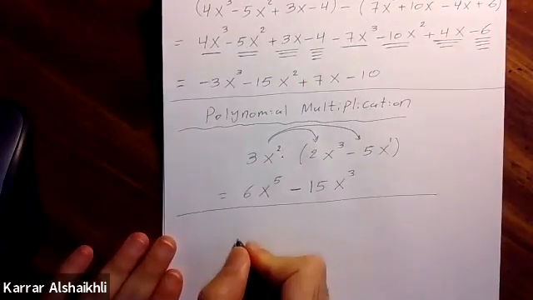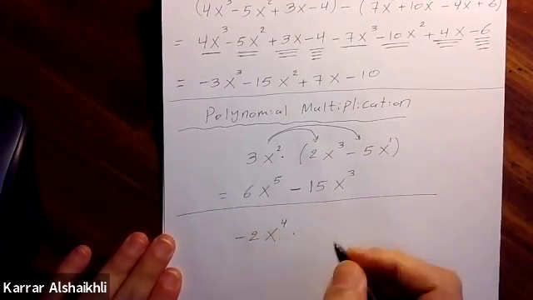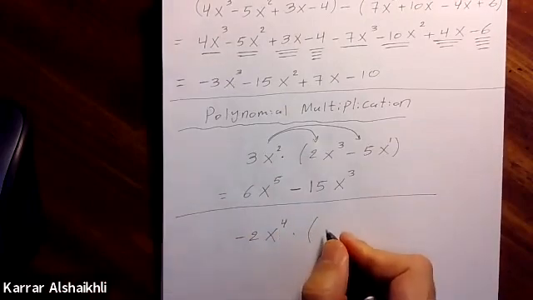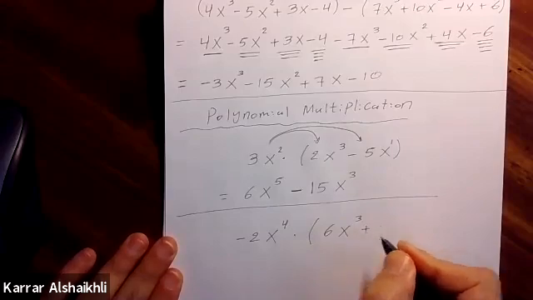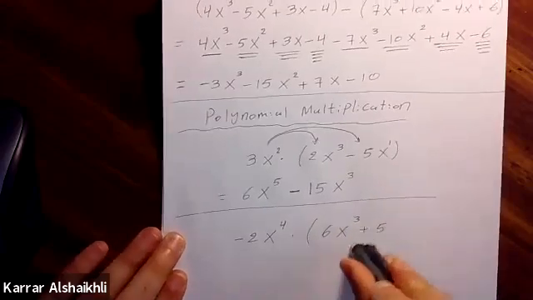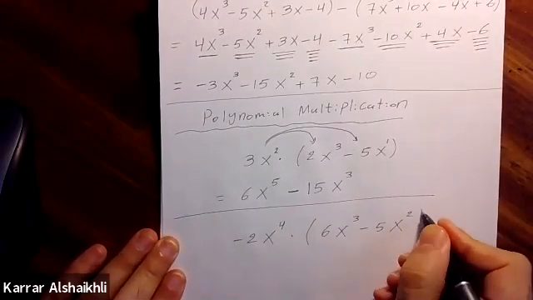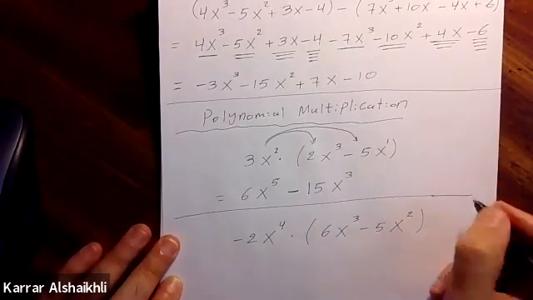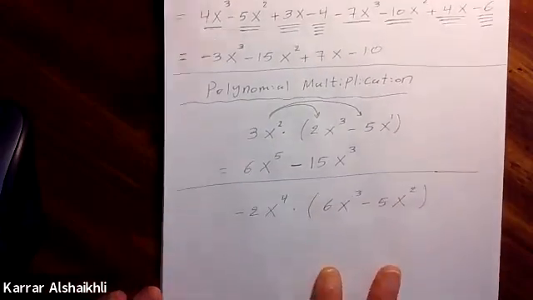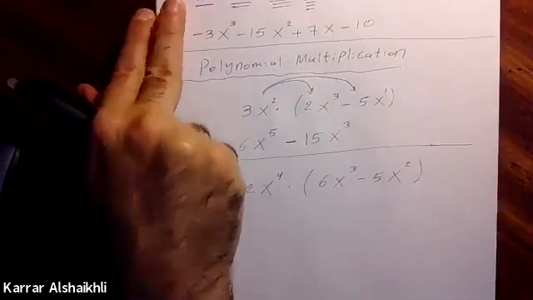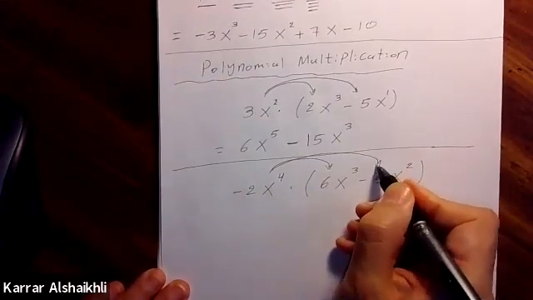If you have negative 2x to the power 4 times 6x cubed, or let's say minus 5x squared. Again, we're multiplying monomial times binomial. Monomial because it's one term, binomial because it's two terms. How are we going to do that? We're going to do exactly the same thing. The first, this one times this one, and this one times this one.